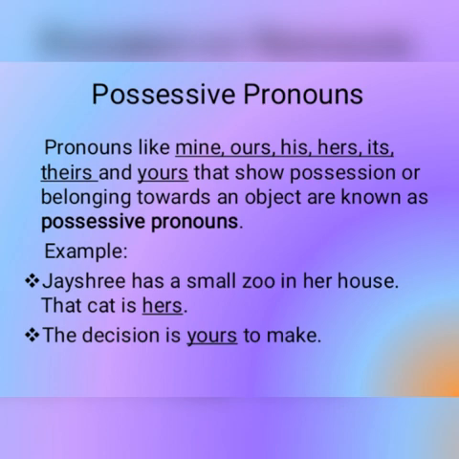Like for example, Jayashree has a small zoo in her house. That cat is hers. Now we are using hers to show that this cat belongs to whom? Jayashree. Now the second sentence we have here is, the decision is yours to make. Now we are saying that ये decision तुम्हारा होगा. तो these are the possessive pronouns when we show the belongingness.